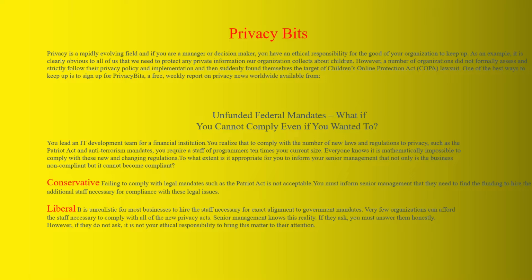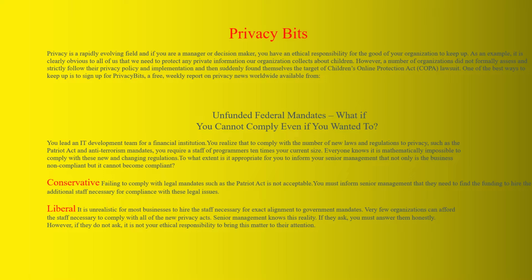Unfunded federal mandates. What if you cannot comply even if you wanted to? You lead an IT development team for a financial institution. You realize that to comply with a number of new laws and regulations on privacy, such as the Patriot Act and anti-terrorism mandates, you require a staff of programmers 10 times your current size. Everyone knows it is mathematically impossible to comply with these new and changing regulations. To what extent is it appropriate for you to inform your senior management that not only is the business non-compliant, but it cannot become compliant?